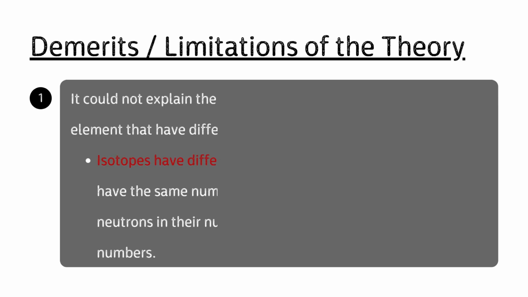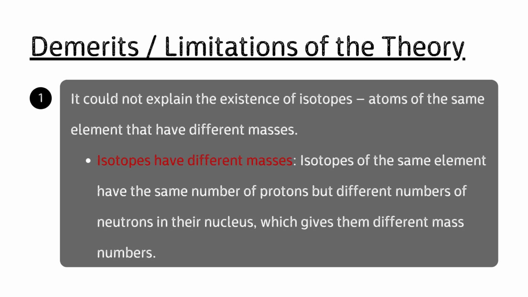However, Dalton's atomic theory was not perfect. It had some limitations. It could not explain the existence of isotopes, atoms of the same element that have different masses. Isotopes of the same element have the same number of protons but different numbers of neutrons in their nucleus, which gives them different mass numbers.